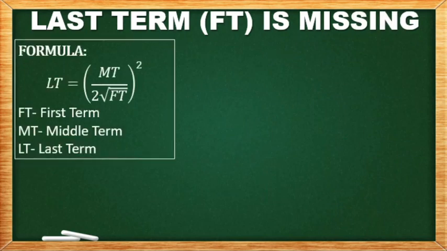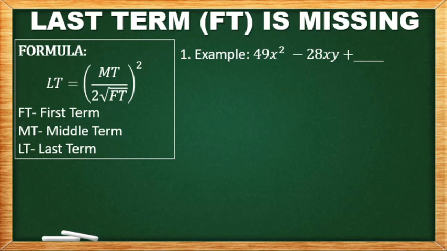And example number 2. With the same given formula, 49x squared minus 28xy plus blank. Observe the middle term, there is a y. So we expect the last term to be y squared. This is our first term, 49x squared. Middle term, 28xy. And we need to find the last term.